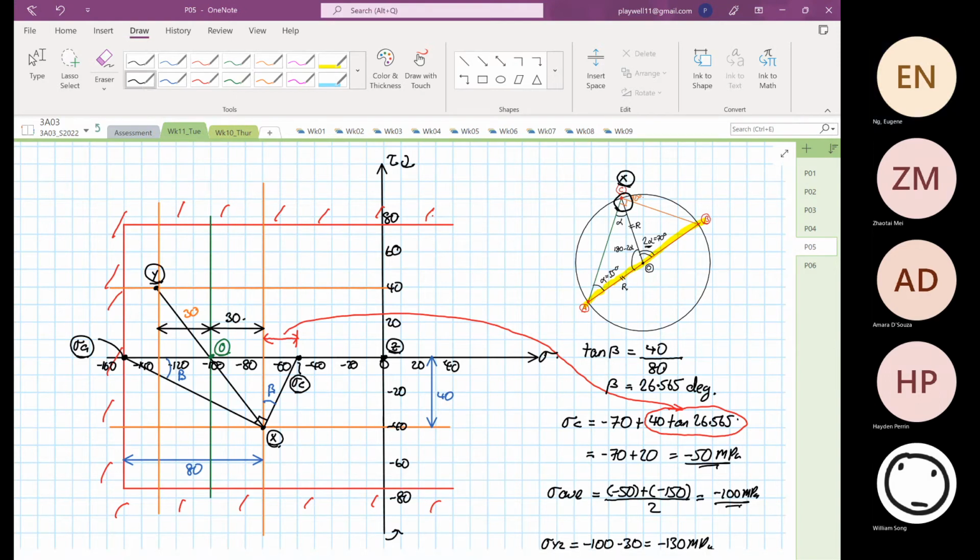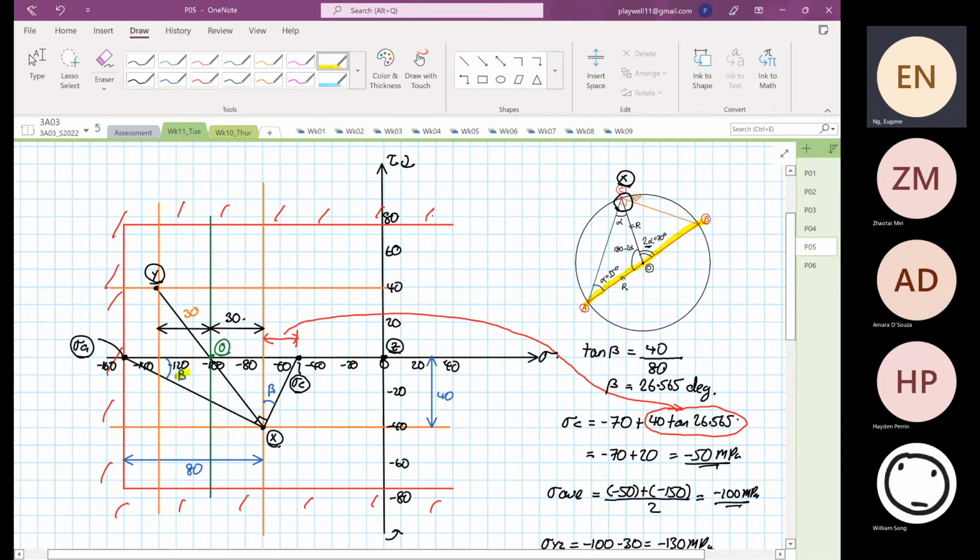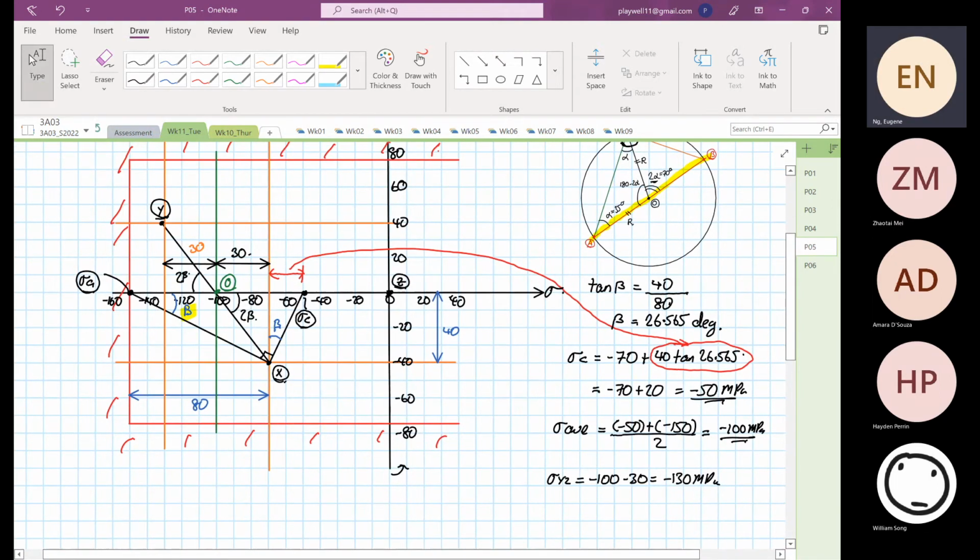Okay, I'll show you. If this angle over here is beta, and then we just apply the rules of the circle, this angle over here will be equal to 2 beta. So this distance over here is also equal to what? 2 beta. Okay. So to calculate that, we know the diameter of the circle or the radius of the circle, because stress A and stress C, we know the value.